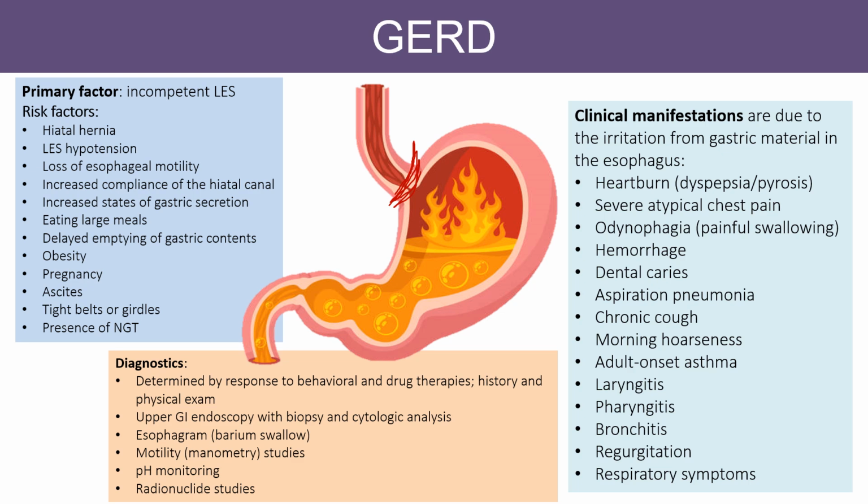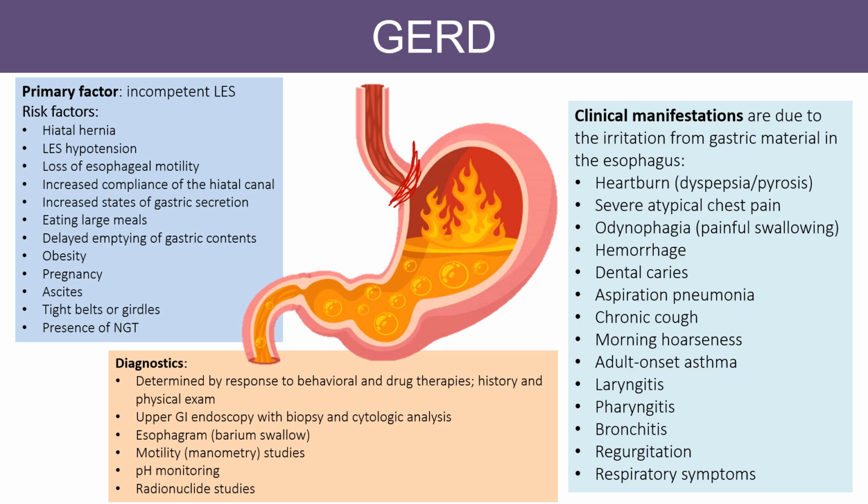So diagnostics, well, if a patient is experiencing clinical manifestations like heartburn, atypical chest pain, which means that they're not following the pattern of a myocardial infarction. They're just kind of having this maybe chest pain that happens after they eat or something like that. Painful swallowing, bleeding, they can develop cavities in their teeth. The acid actually makes its way all the way up the esophagus into the mouth, and they can feel it in the back of their throat.